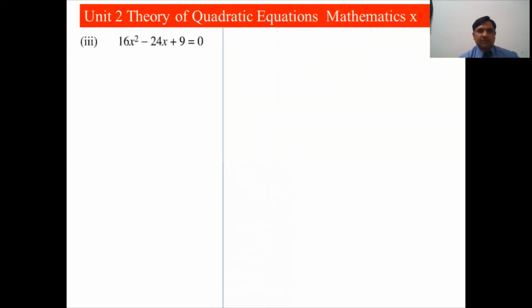Part 3: 16x square minus 24x plus 9 is equal to 0. Here a is equal to 16, b is equal to minus 24, and c is equal to 9. The discriminant is equal to b square minus 4ac. After replacing the values and simplification, we have the discriminant equal to 0. It means our roots are rational. And so if the discriminant is equal to 0, the roots are rational and equal, or you can say that they are repeated roots.